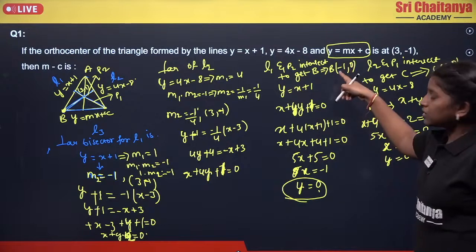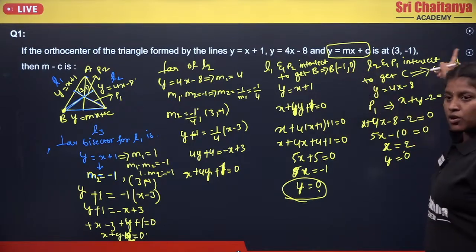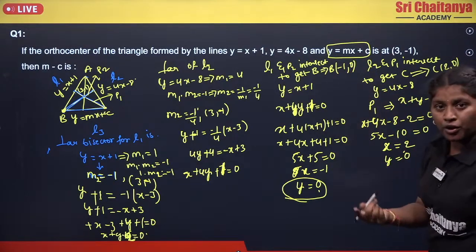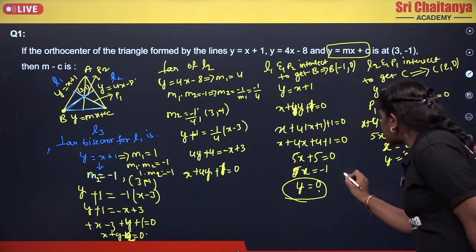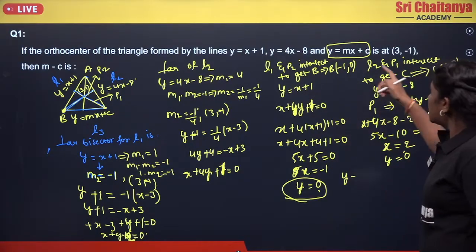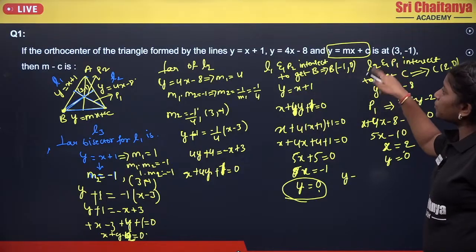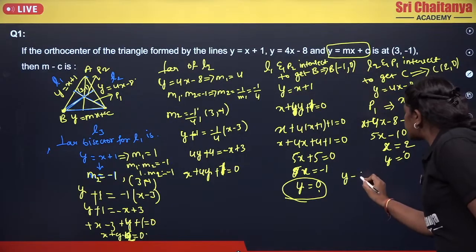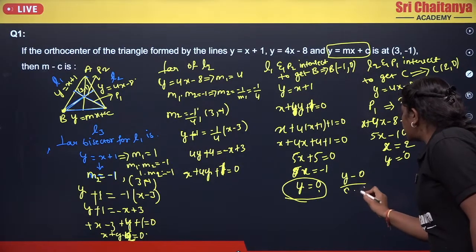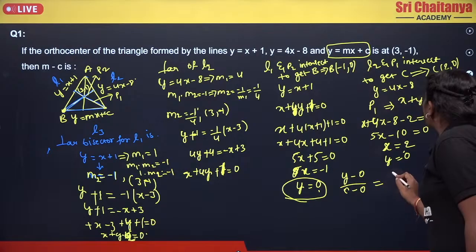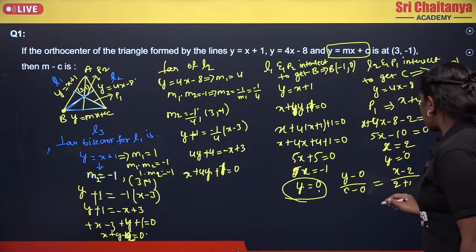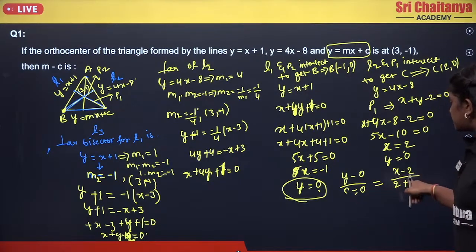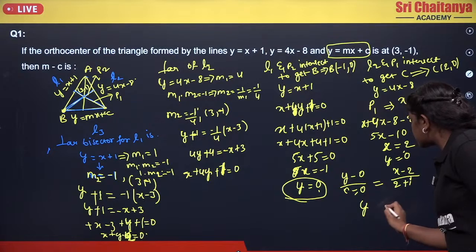Clear? So we got the coordinates of B and the coordinates of C. You can apply the two-point form and you will get the required line. Taking BC, y minus 0 by 0 minus 0 equals x minus 2 by 2 plus 1. So here you will be getting 0. Understood? Because here it is 0, so we get y equals 0.